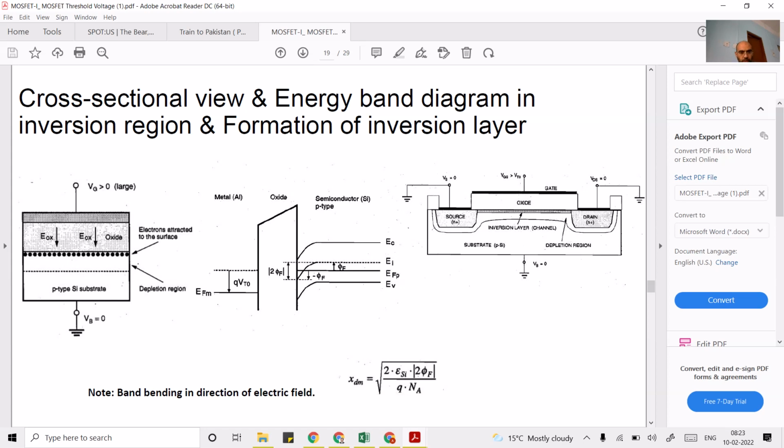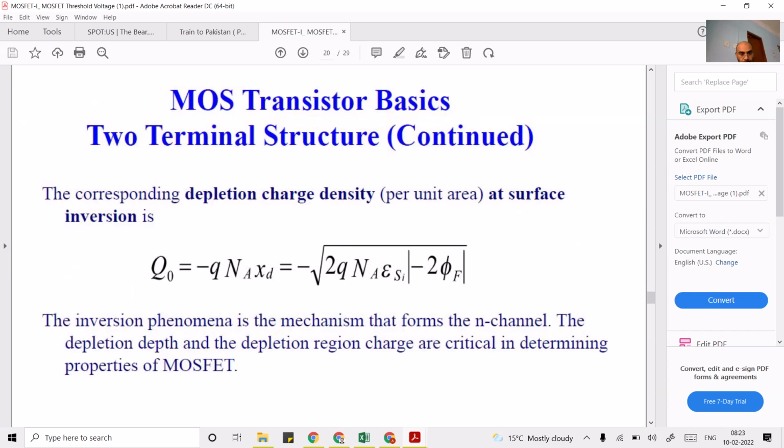So hello everyone, in this lecture of VLSI, in the last few lectures we started with the threshold voltage. So we are in the final discussion of how to derive the threshold voltage. So let's complete today's discussion and complete this threshold voltage derivation.